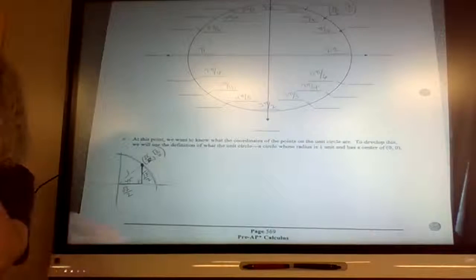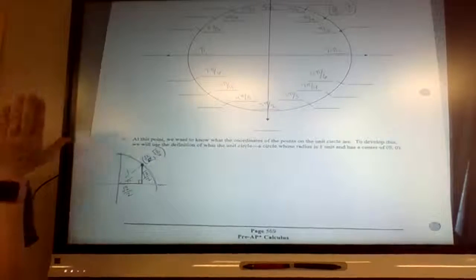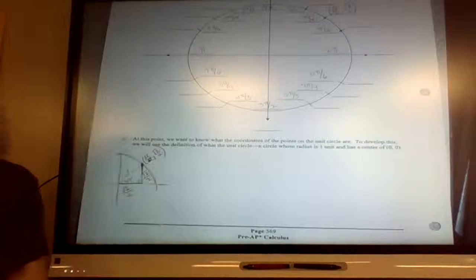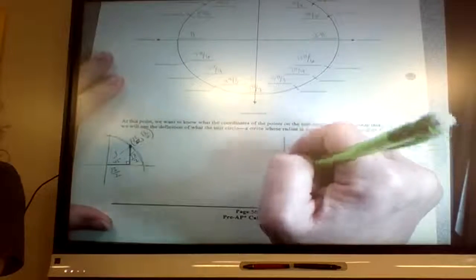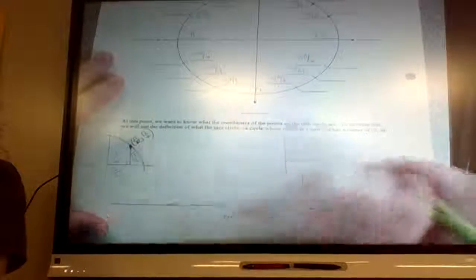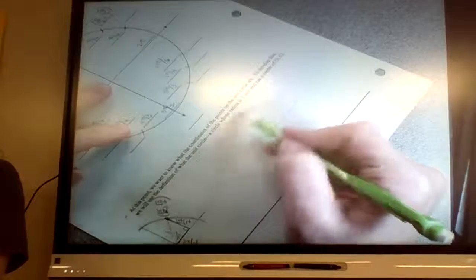Did we have to do this one more? Like we had to finish it, didn't we? Probably. I don't know. You don't have the square root of 2 over 2? Jerk.